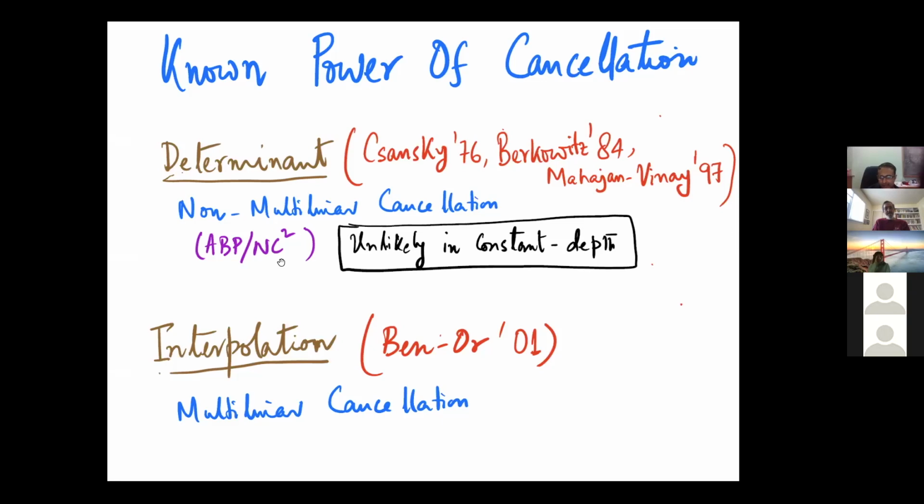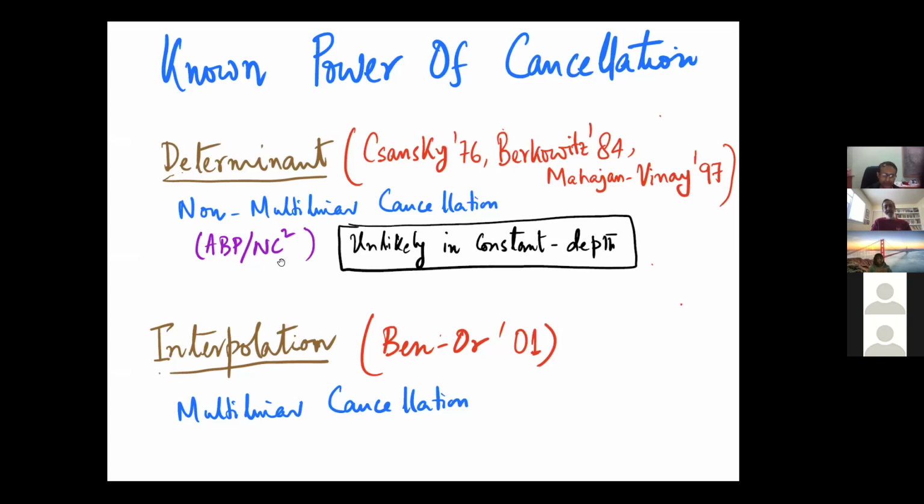Then the other cancellation that is also quite surprising is Ben-Or's trick, which uses interpolation. Again, Avi might correct me because I couldn't find a reference, though I've heard it from so many people. The only place I found a reference is in Avi and Amir Shpilka's paper from 2001, so I just put down 2001. He never wrote it down; it's probably from the late 90s. So this is interpolation, and it uses multilinear cancellations.